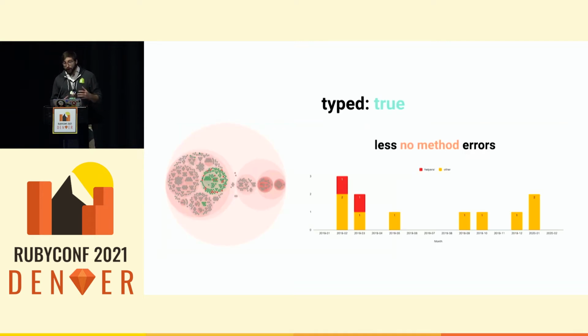Then, still gradually, we started to move some of the files. We can see a cluster of green files, which means they are type true. We started to move them so that Sorbet actually checks what methods are called on the types, on the constants we use. And we realized that we were seeing fewer no method errors appearing in production. I'm saying fewer and not none because we still use metaprogramming, for example with Rails, and some of those things we cannot check with Sorbet yet.